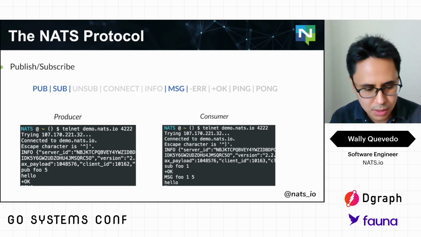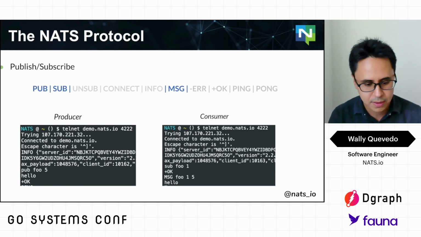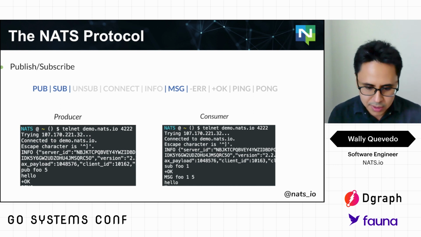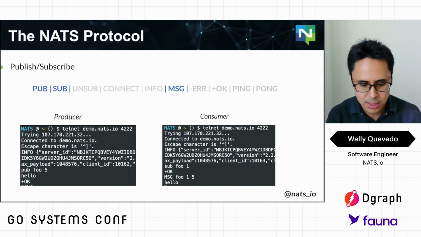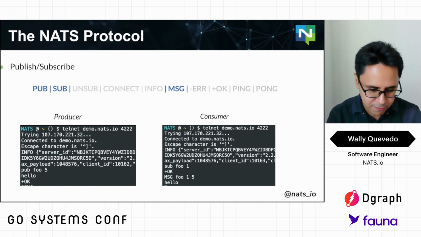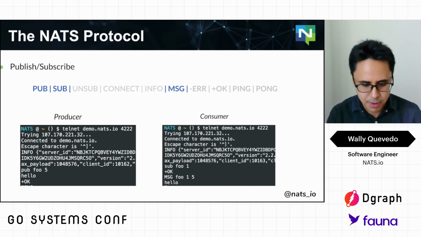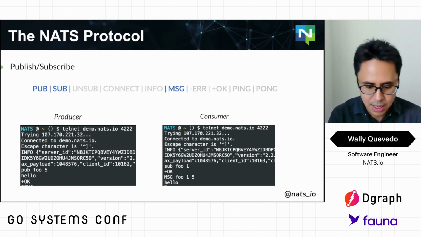What is really cool about the NATS protocol is that you can just use a simple telnet connection and start typing out the protocol and have a very basic producer and consumer interaction. In this case, you are publishing on foo 5 bytes, and then you're making an interest on a subscription named foo. When the producer sends those 5 bytes, the server will dispatch you a message on the foo subject, expecting you to read those 5 bytes.